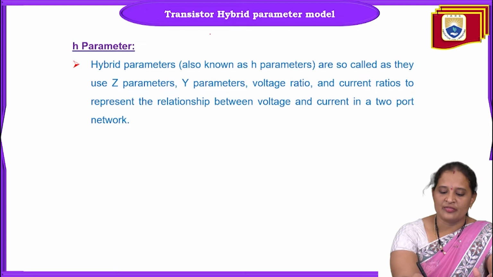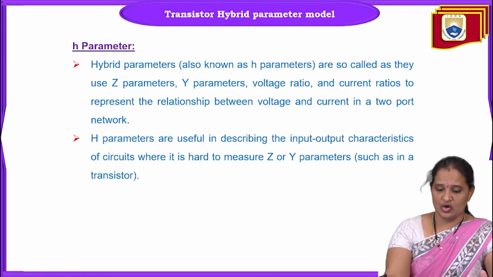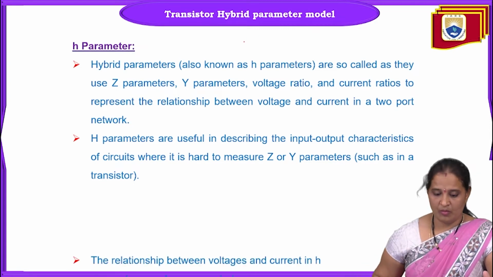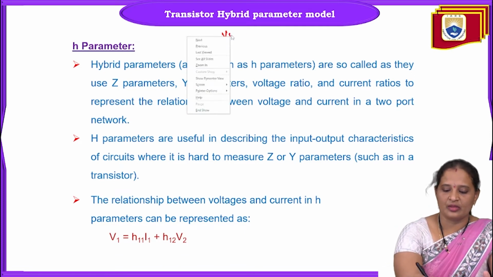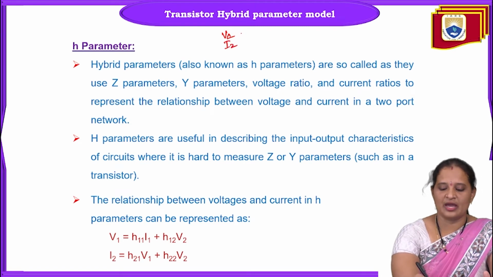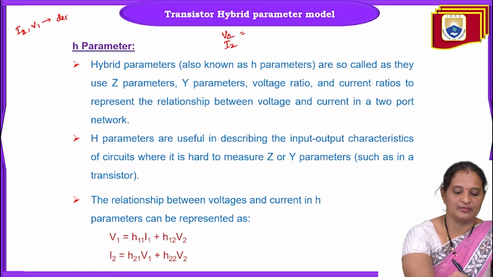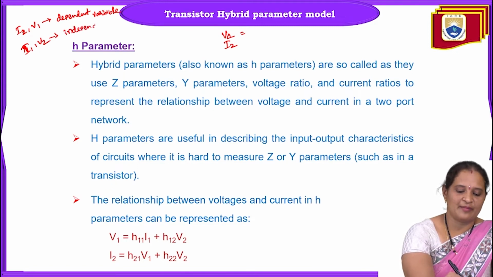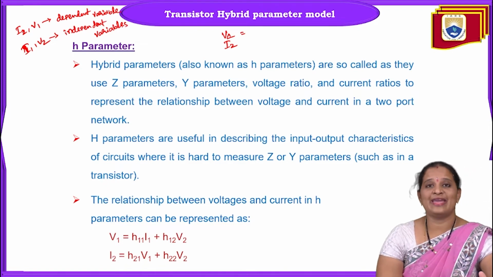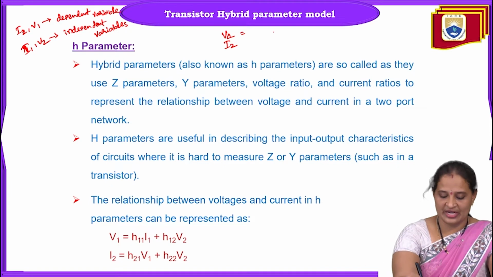But here, the input voltage V1 and the output current I2 are the dependent variables, whereas I1 comma V2 are the independent parameters. Independent parameters means these are not depending on any other variables, whereas the input voltage and output current are expressed as a function of input current and output voltage. So V1 is expressed as a function of I1 comma V2, and similarly I2 is also expressed as a function of I1 comma V2.